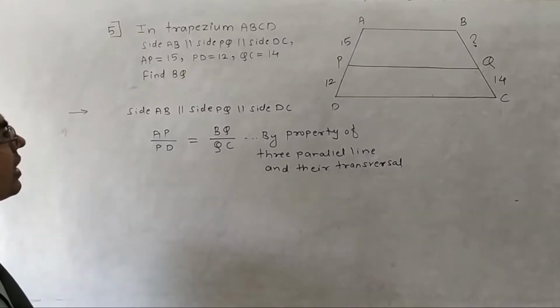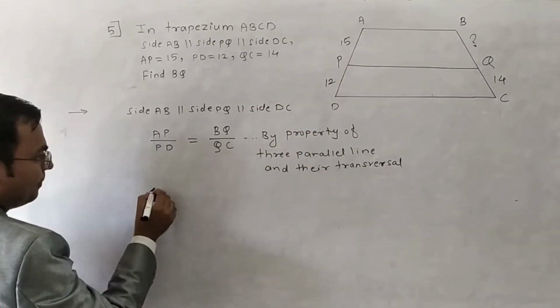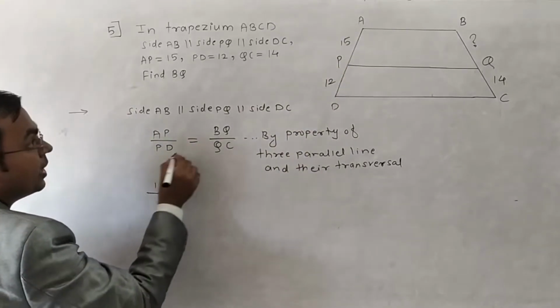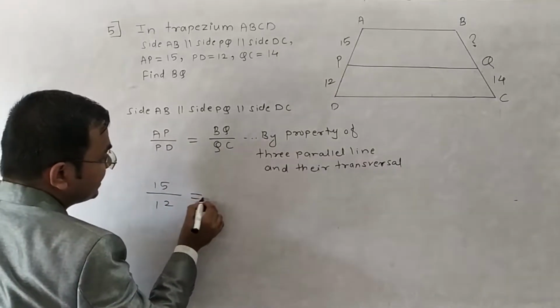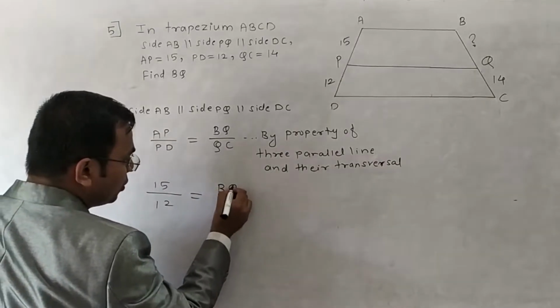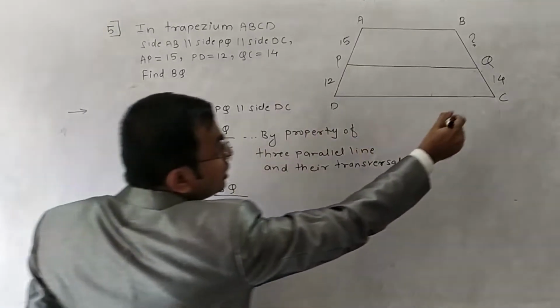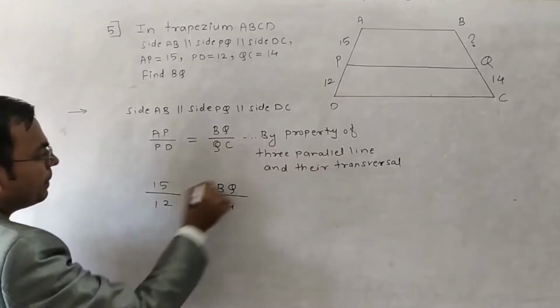So now put the values and get the answer. AP is 15. PD is 12. Equal to, as it is, BQ. BQ we have to find out, so BQ remains as it is. QC is 14 here. So now cross multiply.